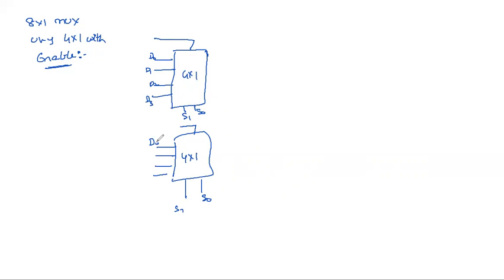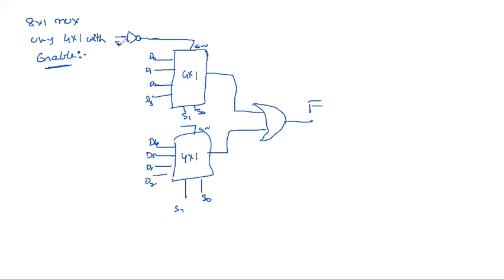Next D4, D5, D6, D7. I am taking an OR gate for this output. OR gate. This is the final output. And enable. This one is enable, right? This one is enable. For this enable, I am giving a NOT gate with S2. And this S2 is directly given here. Okay, S2.